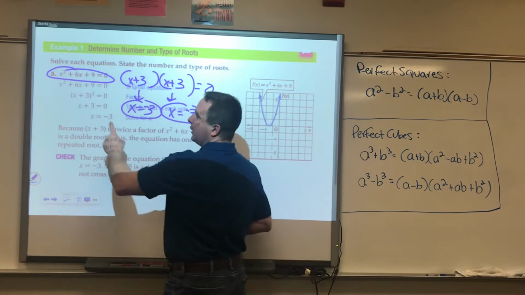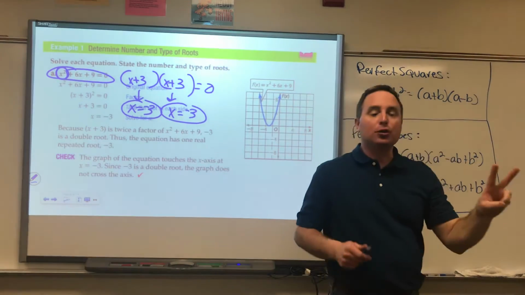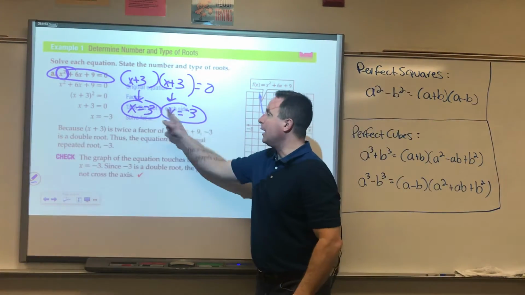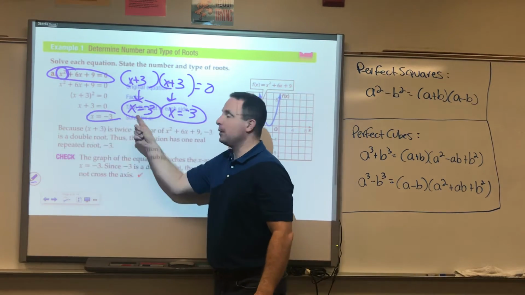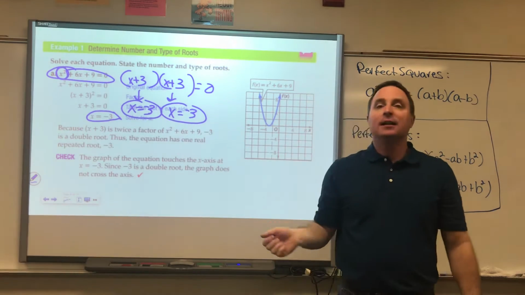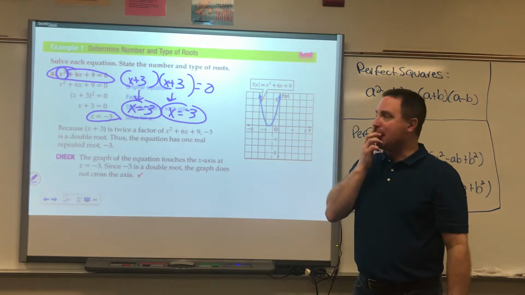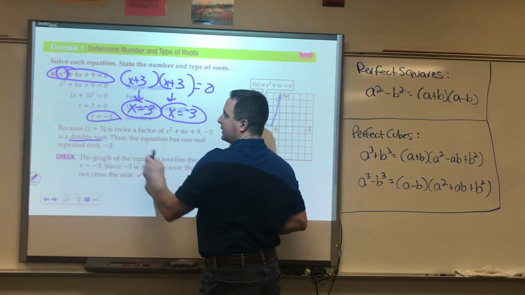Okay? But the corollary says that if it has a degree of 2, a second power, it should have two solutions. And it does: 1, 2. They just happen to be the same. So it looks like 1, but really there's 2. What I want to point out here is the repeats count separately. It's what's called a double root.